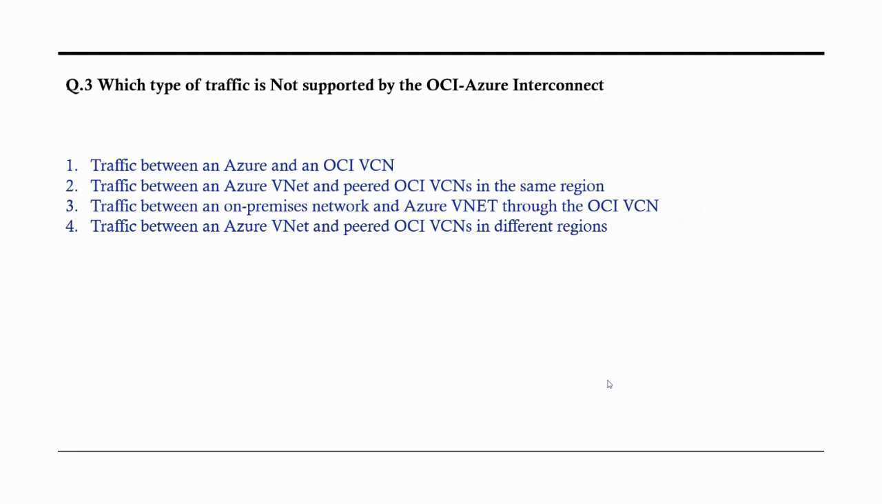Which type of traffic is not supported by OCI and Azure Interconnect? You connect Azure and OCI through a private link, but you will not be able to reach on-premises. If you want to use on-premises to connect to both clouds at the same time, then you need a separate connection for each cloud. You cannot connect to Azure via the OCI cloud. It is not possible. Hence the correct answer here is answer 3, the traffic between the on-premises network and Azure VNet through an OCI VCN. This answer 3 represents what is not possible.